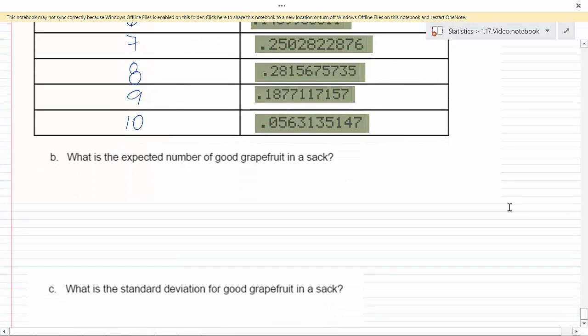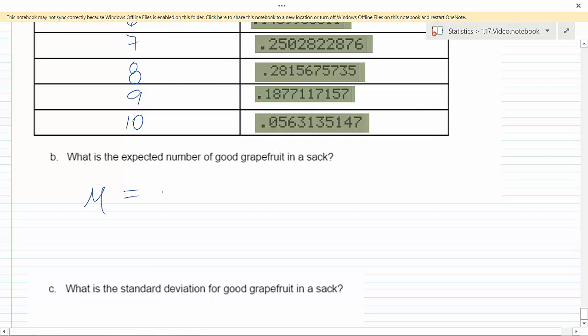Now I'm going to answer part B. What's the expected number of good grapefruit in a sack? I'm going to use mu equals n times p because this is binomial. My n was 10 and my p was 0.75. So that's going to give me 7.5. And we see between 7 and 8, those are the two highest probabilities. So we would expect to have 7.5 good grapefruit in a sack of 10.